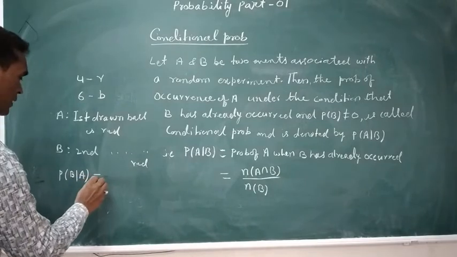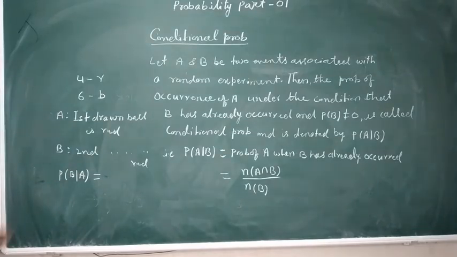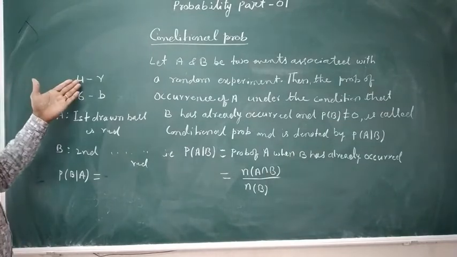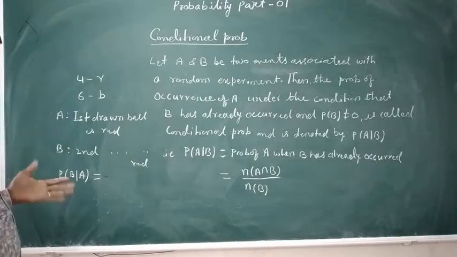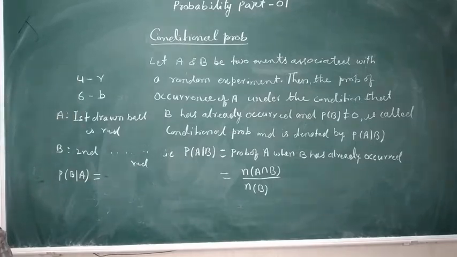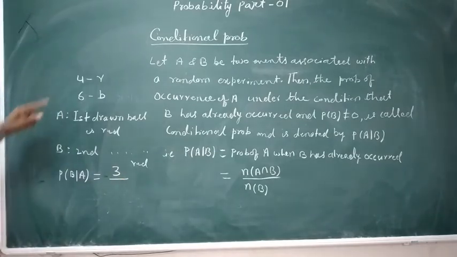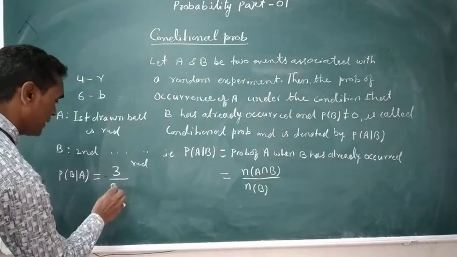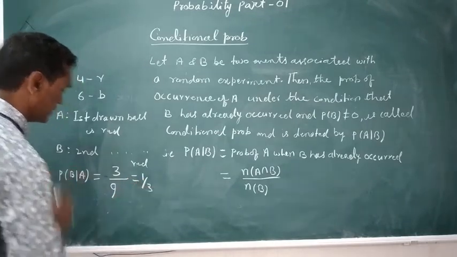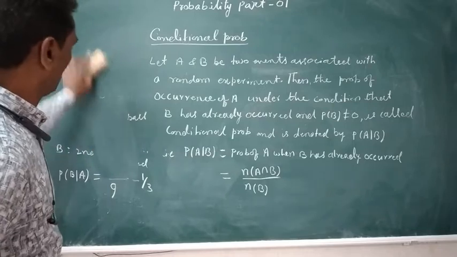That means the first drawn ball is red. We know this. So just try to find the probability. During the first drawing, you get 4 red balls, and the first drawn ball is red, you know. So during the second drawing, the number of red balls will be 3. So the favorable number of outcomes is 3, and the total number of balls is 3 plus 6, so 9. That is equal to 1 by 3. This type of question is based on conditional probability. We will see more questions in the exercise.